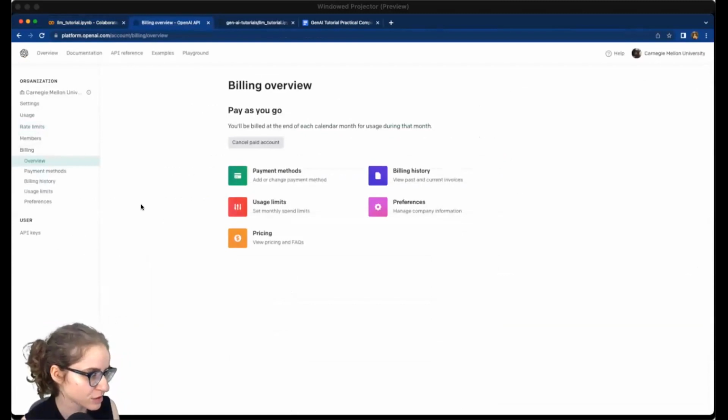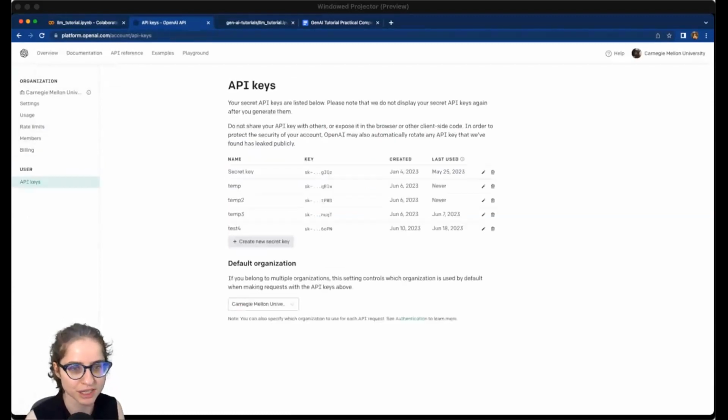And make sure to post on the chat. Sorry, go on. I added the payment method, but it's still not working. Maybe I need to regenerate the key. Yeah, you could try creating a new key, and that might help. Okay, thank you. You can see that I have a lot of temp 2, temp 3, because I always forget my keys and just make new ones.